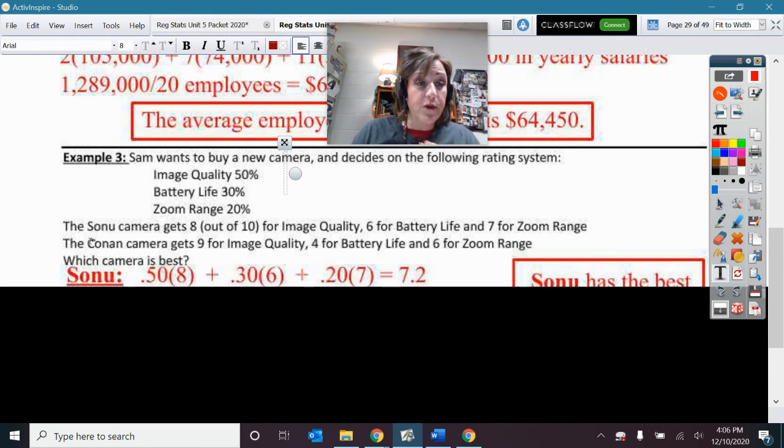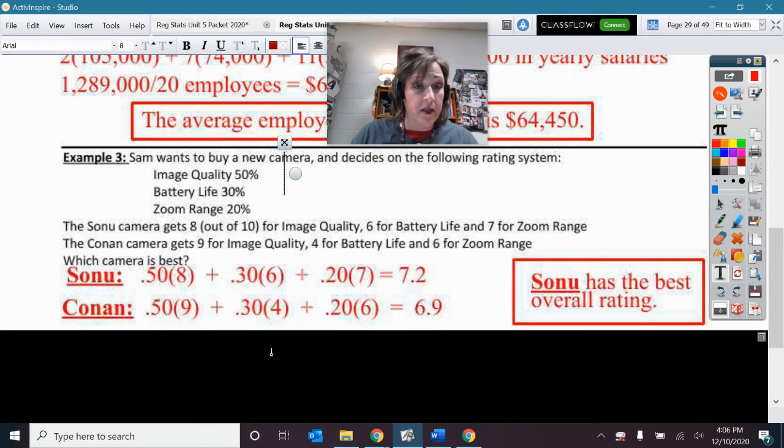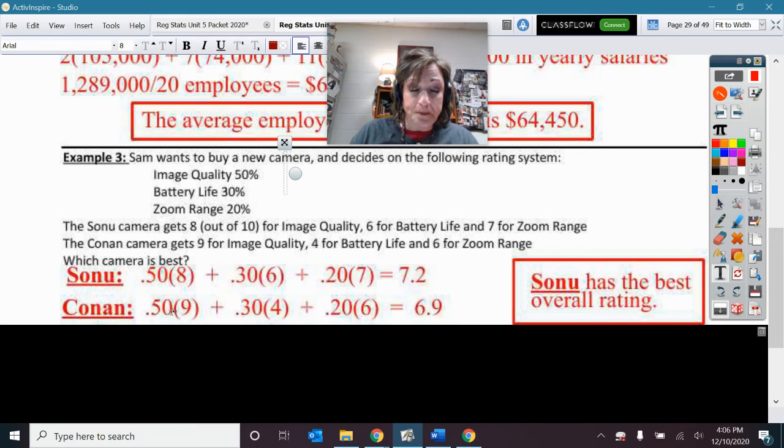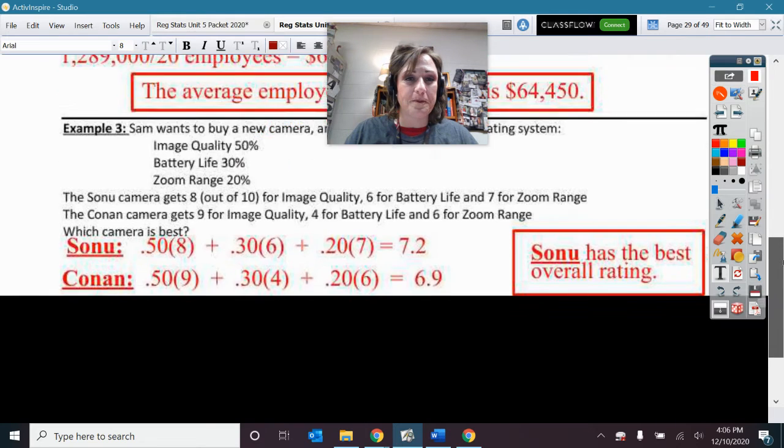So do the same thing for Conan, which has a 9 for image quality, a 4 for battery life, and a 6 for the zoom range. So here, when we multiply that out, we get 6.9. So then I now have those weighted categories attributing to the overall rating, and I can see overall Sonu is the better category or the better camera.